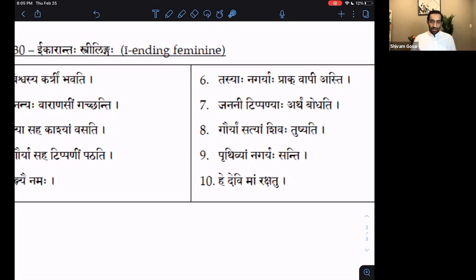So we'll end there. I hope these cases are looking a little bit more familiar. Ikaranta strilinga is a little bit more difficult than what we've been seeing. We'll practice this again in our next class and then move forward. I'm going to launch a poll in the class about the speed of the class, and we'll take a 5-minute break.